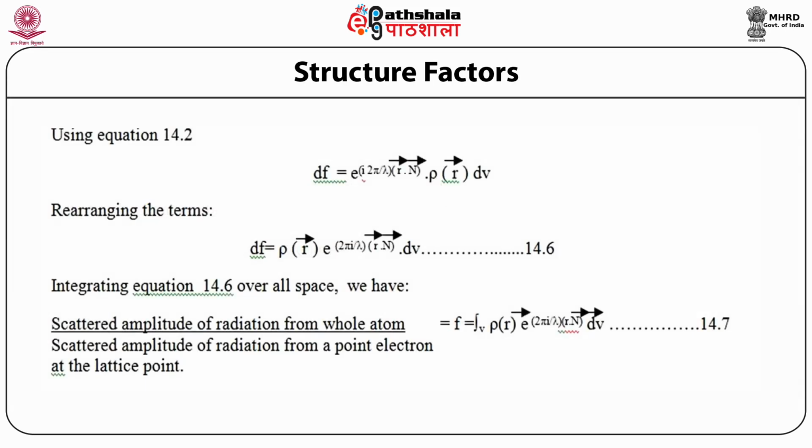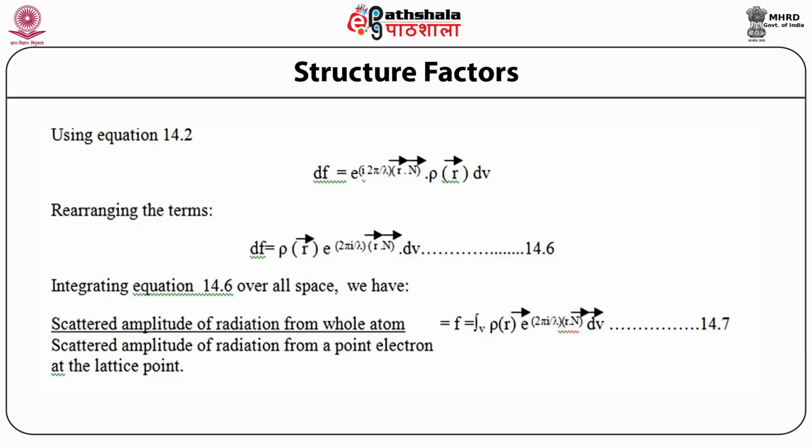Using equation 14.2, dF is equal to e to the power i 2 pi by lambda times r dot n times rho of r vector dV. Rearranging the terms, we get dF equal to rho of r vector e to the power 2 pi i by lambda times r vector dot n vector times dV, given as equation 14.6.